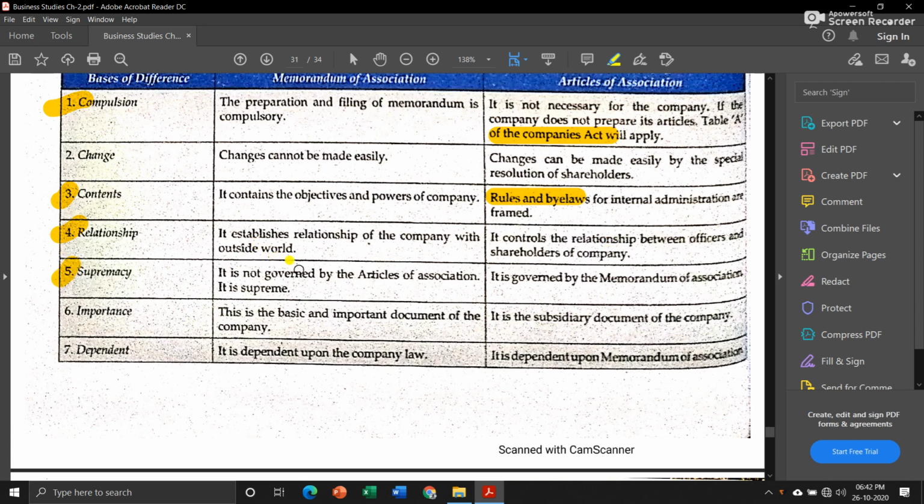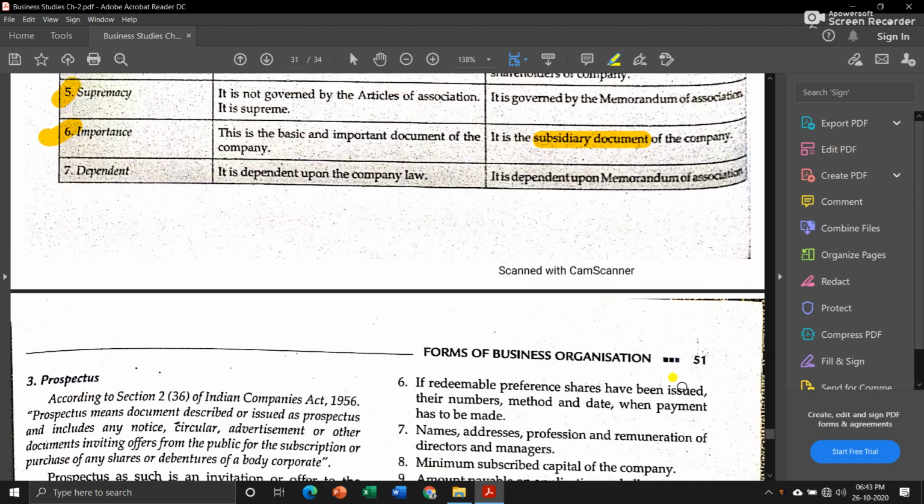Then supremacy. The memorandum is not governed by the articles of association, it is supreme. Means the memorandum is a little bit higher than the articles, because all the rules of the articles should comply with the memorandum. Then importance. The memorandum is basic and very important, while the articles are considered a subsidiary document. Then dependence. The memorandum depends on company law, while the articles depend on the memorandum.